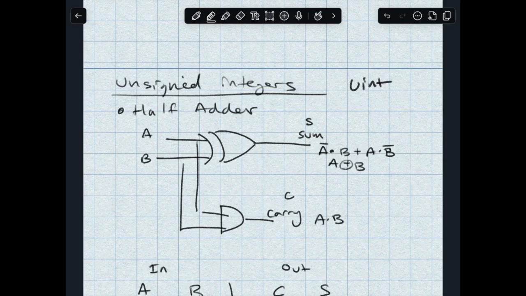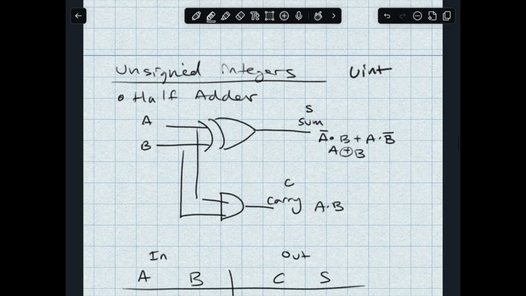What a half adder does is it takes exactly 2 bits and adds them together. The output is going to be both their sum and an output carry bit. You'll see that the logic gates are composed of an AND gate and an exclusive OR. We'll just look at how the logic of this works.